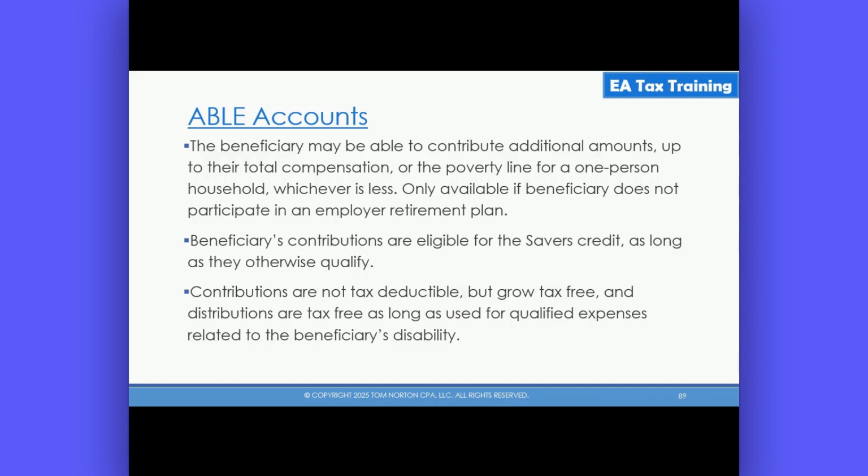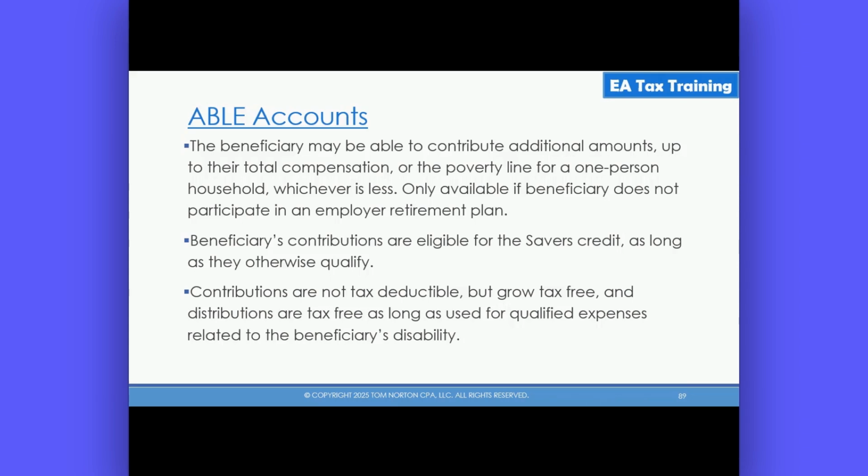This is only available if the beneficiary does not participate in an employer retirement plan. So generally limited to $18,000, but if they are able to work, then they can put the excess in as long as the amount that they put in is not more than the poverty line for a one-person household.